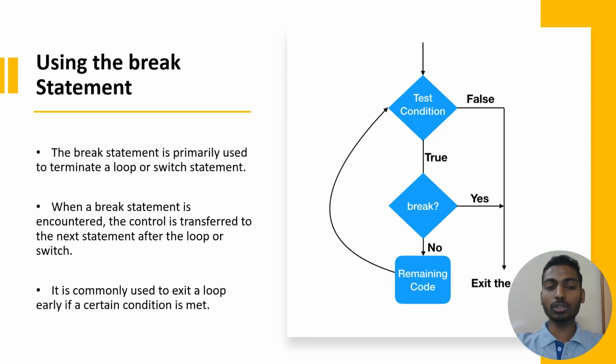Now let's see the flowchart of this break condition. When the condition is true, then it will move on to the break statement and print the output. If the condition is false, then it directly exits the loop.